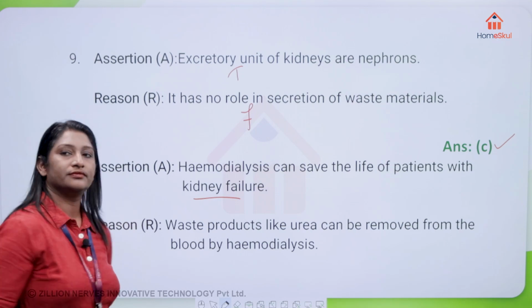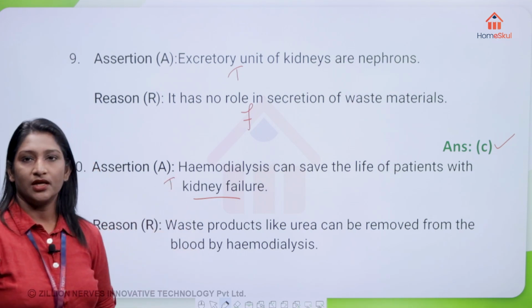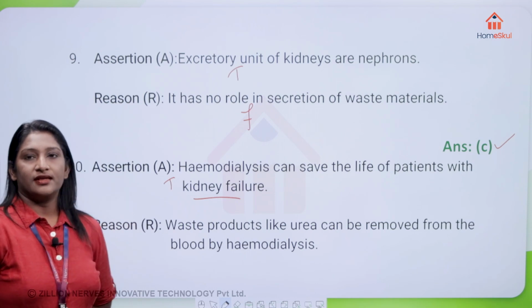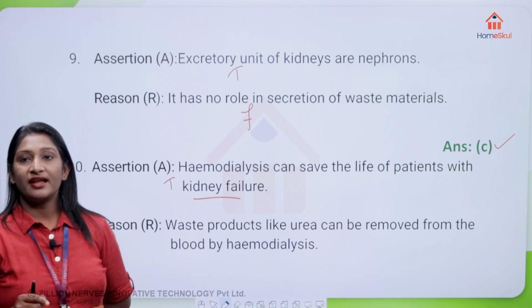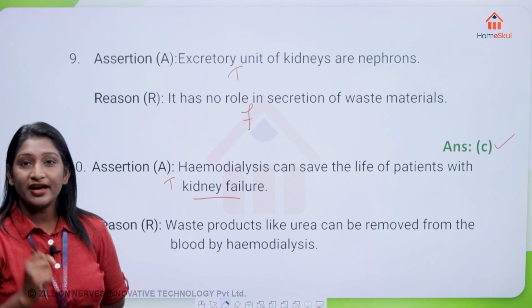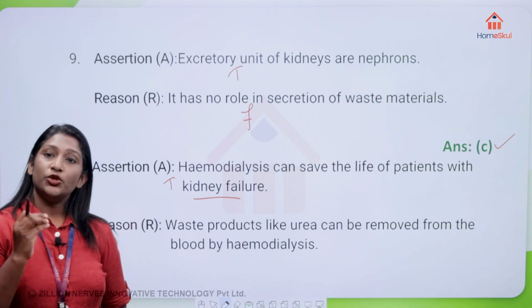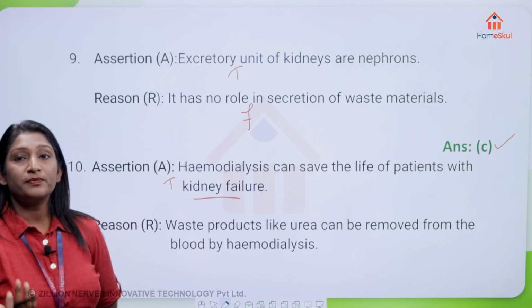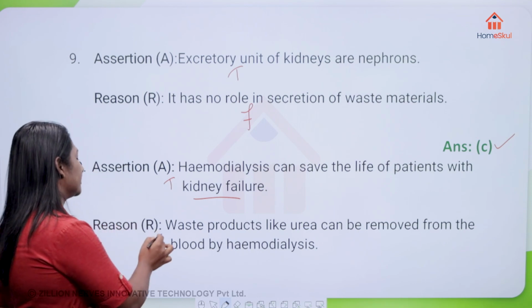This one, it is correct. It is true. Okay, then what about the reason? Waste products like urea can be removed from the blood by hemodialysis. See the reason? Waste products like urea can be removed from the blood by hemodialysis. Yeah, again it is correct.